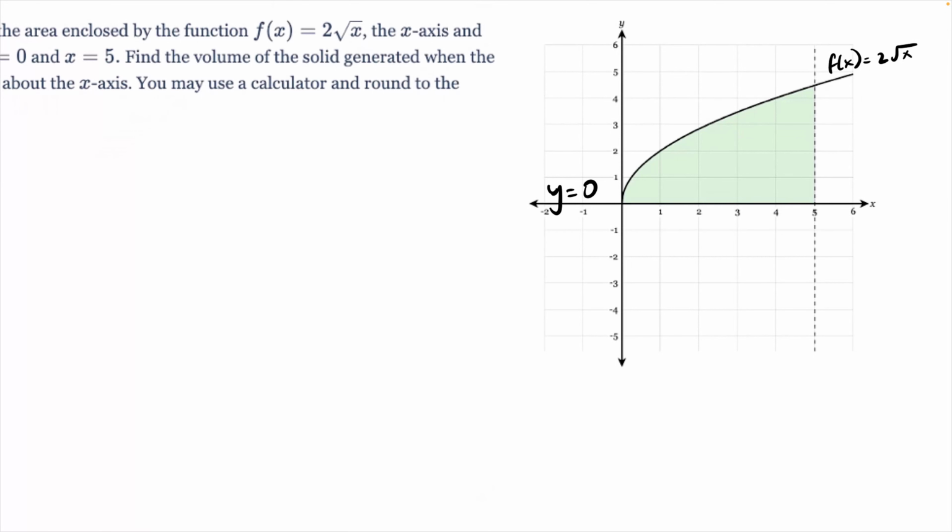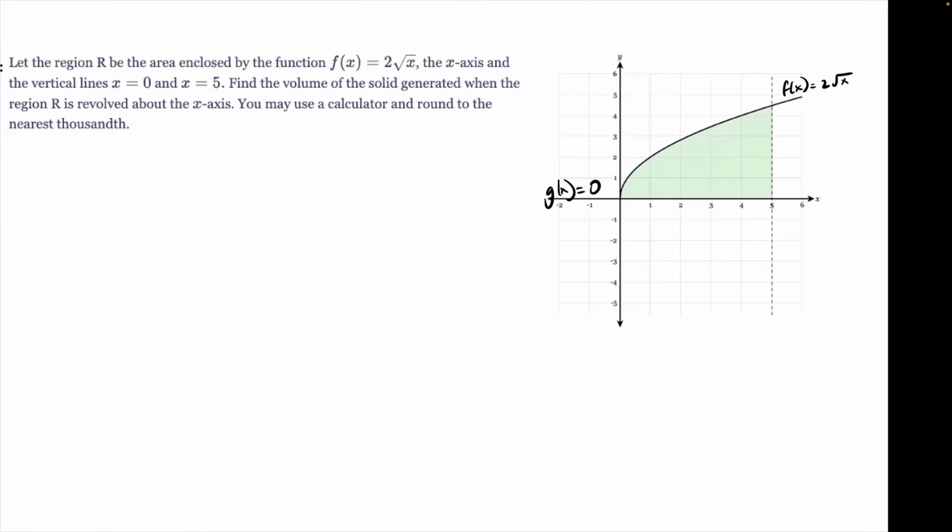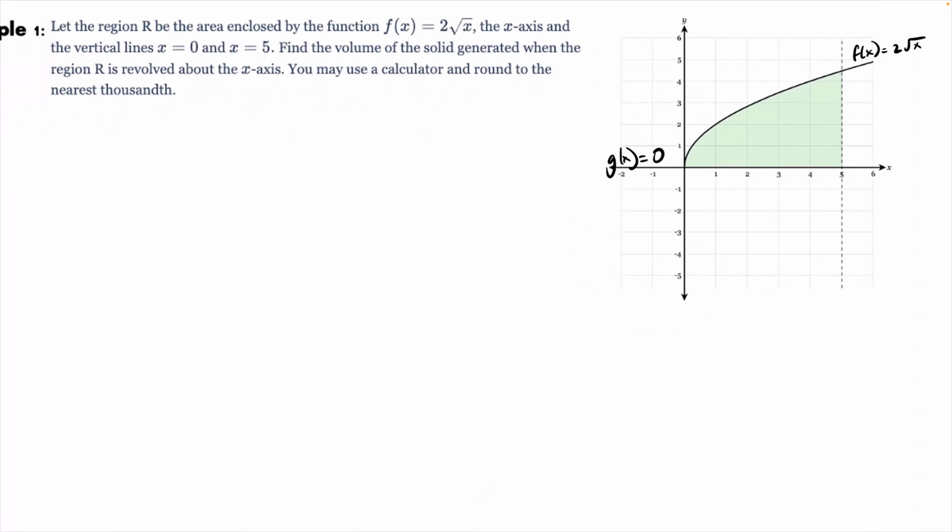F of x equals 2 times the square root of x. I don't want to use y. I shouldn't use y because f of x is the same thing as y. Let me use g of x. Okay? And then they got vertical lines, right? X equals 0. Again, x equals 0 is the name of the y-axis. And then x equals 5 is over here.